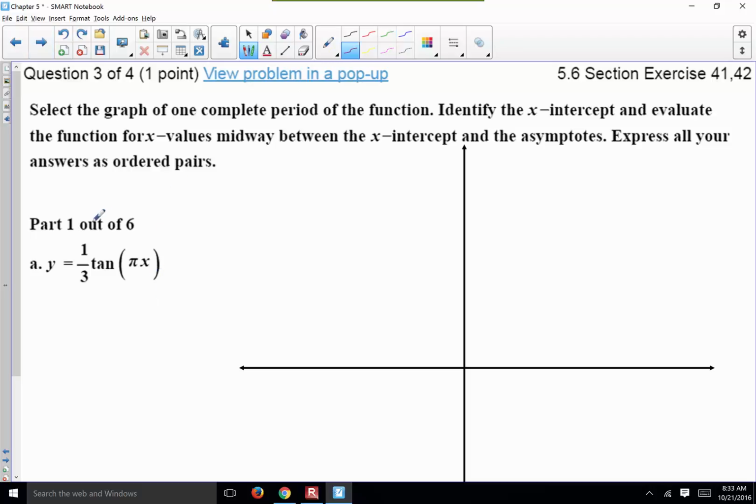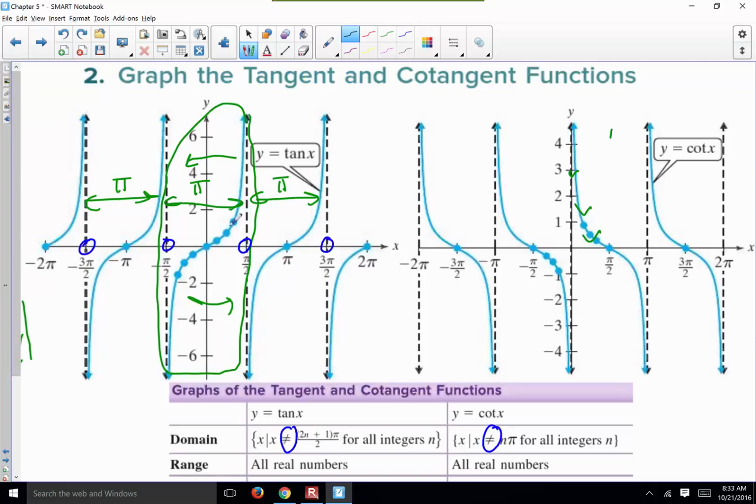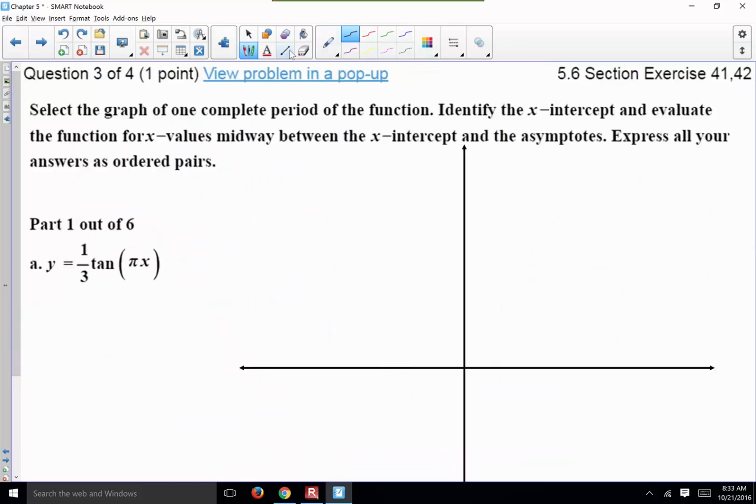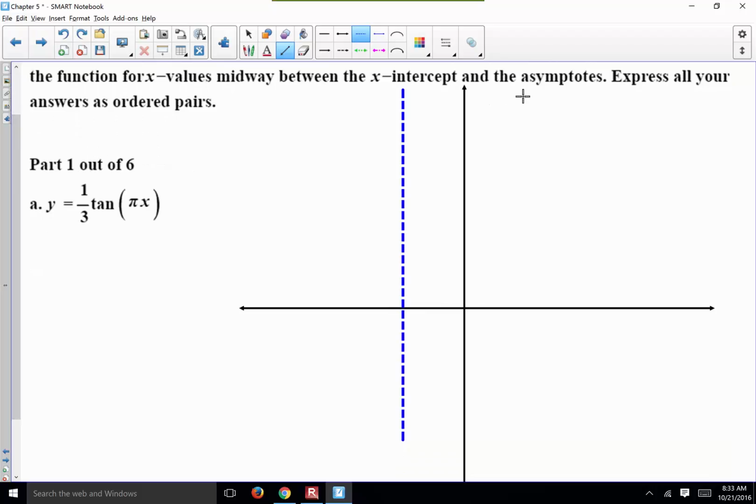First off, I know what 1 over 3 is going to make. It's going to shrink it. It's going to bring the picture down towards the x-axis. Pi over x, I'm wondering what kind of change pi over x makes. So just take one frame. One frame of tangent is minus pi over 2 to pi over 2. And now we will shift it. So the original picture is this guy. This is the original frame.